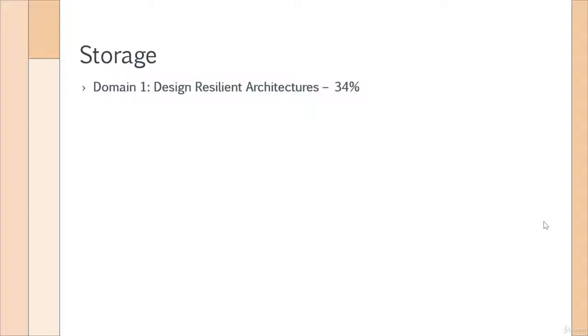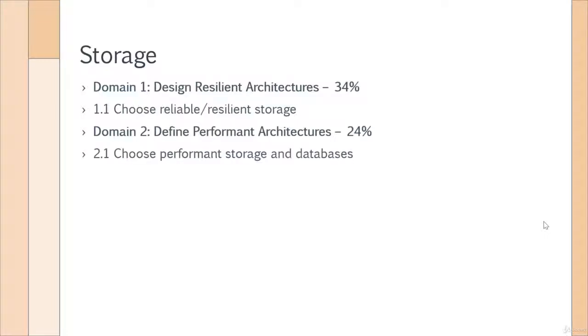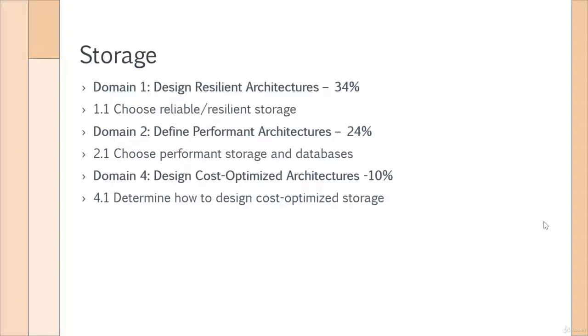So when you look at the key objectives which map to storage, we have domain 1, which is resilient architectures. In here you have one of the objectives as choosing reliable and resilient storage. You also have domain 2, where you have to choose storage which is high in performance, not only for your underlying servers, but also for your databases. And finally, there is also a part of designing cost optimized architecture. In here also, you will see that there is an option for designing cost optimized storage.